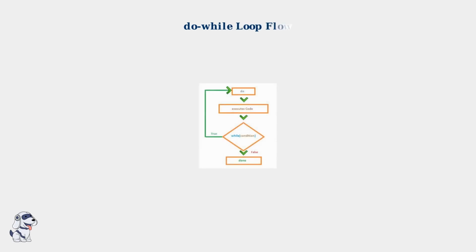This flowchart shows the do-while loop structure in detail. Notice how the code execution happens first, followed by the condition check. If the condition is true, the flow returns to execute the code again. If false, the loop terminates.